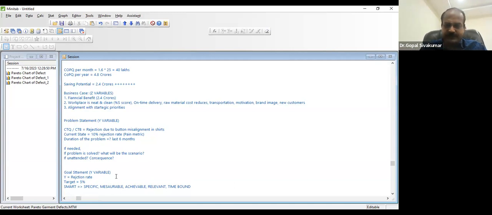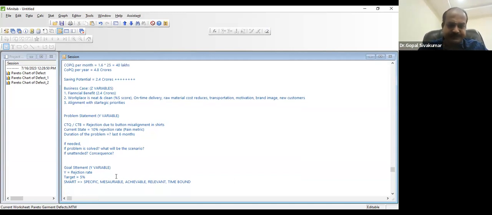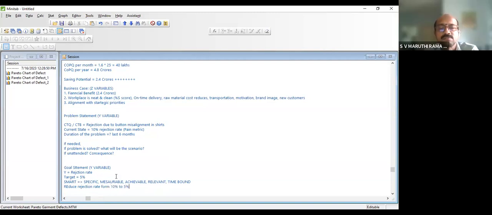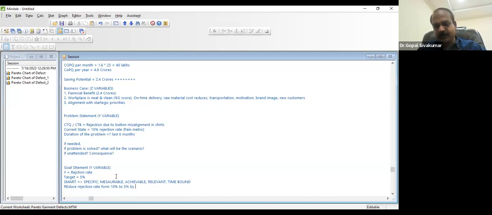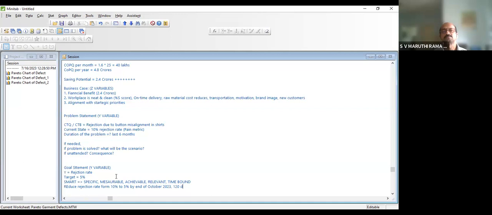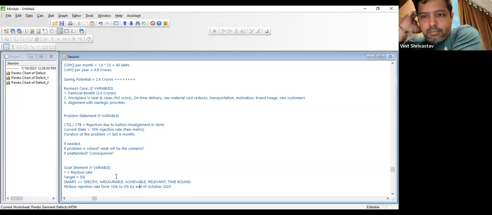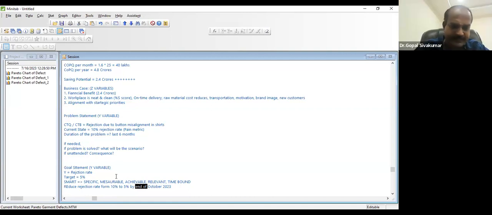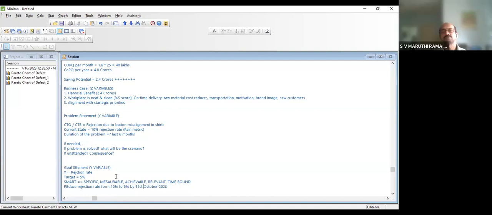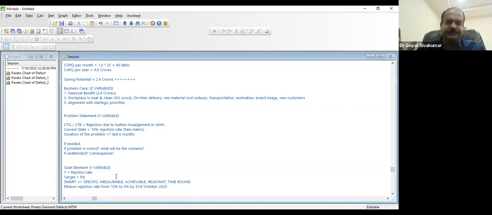So reduce the rejection rate. The project goal is: you reduce the rejection rate from 10% to 5% by next 4 months. Now it is July, so by end of July, August, 4 months project, by end of October 2023. That means project duration is 120 days. Correct? Or you can even precisely type by 31st October 2023. So project goal statement is ready.